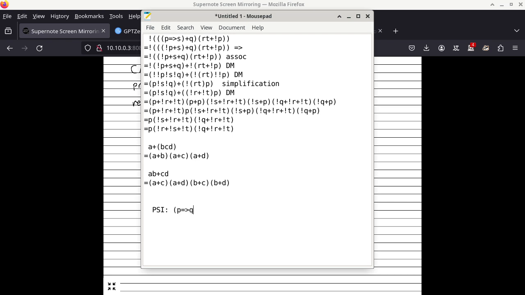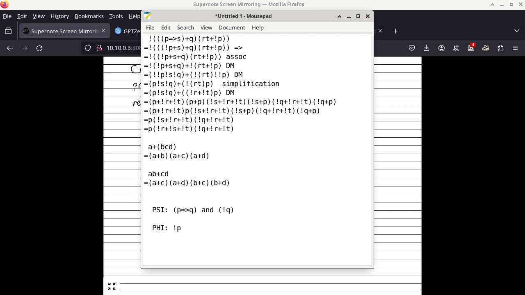p implies q, and, let me see, P implies Q and not Q. Okay. That's psi. Phi, on the other hand, is simply not P. So that's what is given to you.